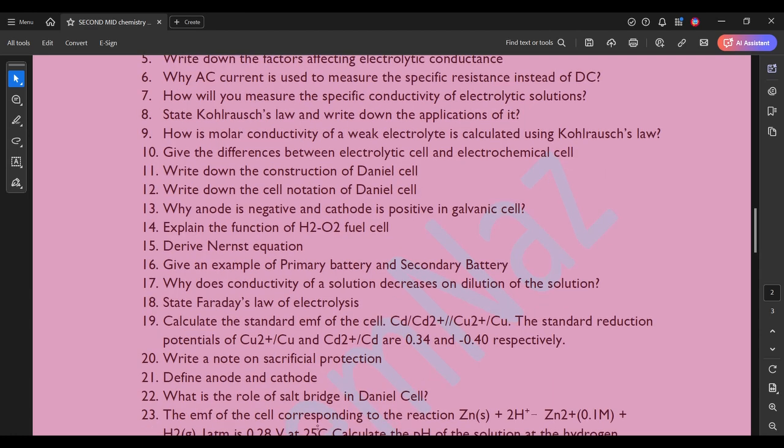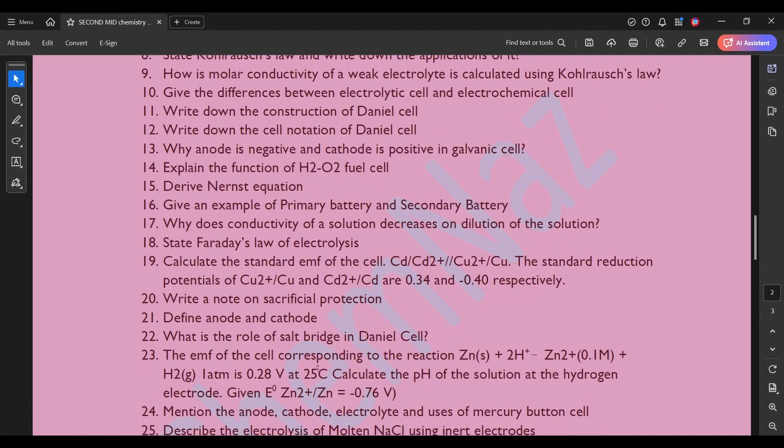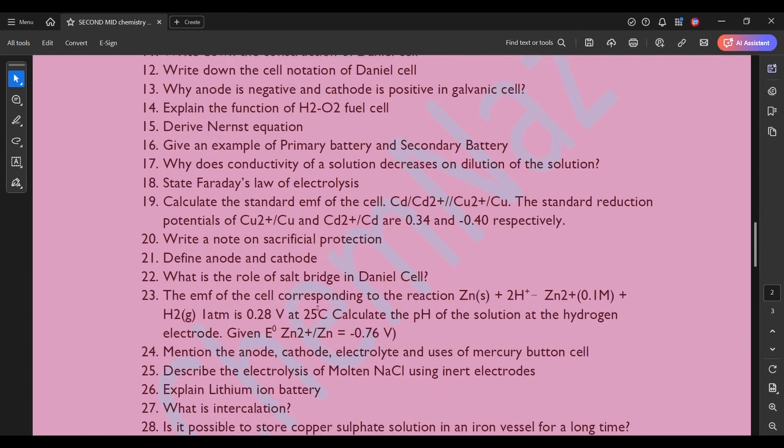Calculate the standard EMF of the cell. The standard reduction potentials are given respectively. This is a problem, and based on the problem, it can be asked in 2 marks as well as in 3 marks. Write a note on sacrificial protection. Define anode and cathode. These 2 questions are book back and can be asked in 3 marks as well as 2 marks. What is the role of salt bridge in Daniel cell, 2 marks.